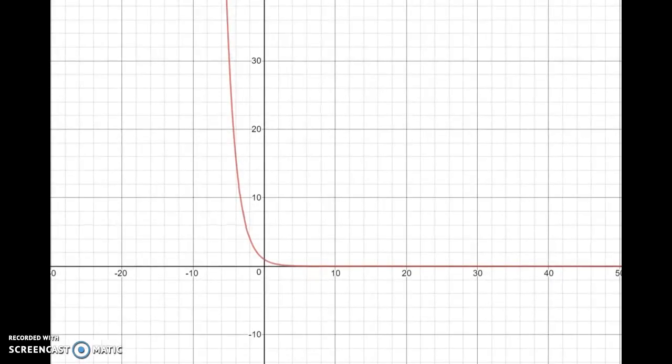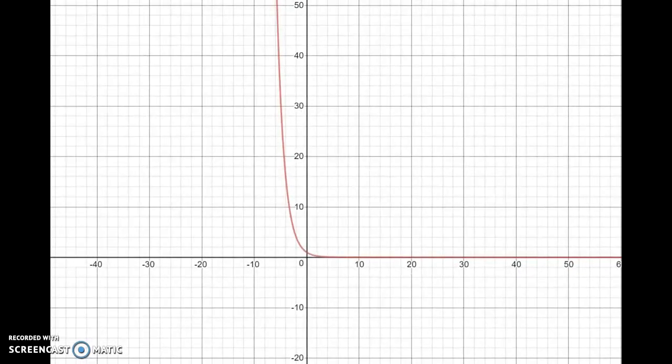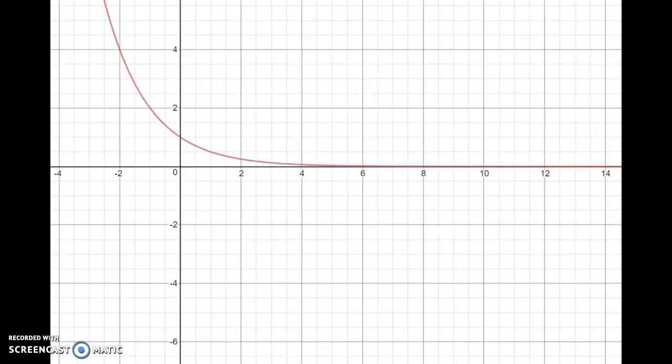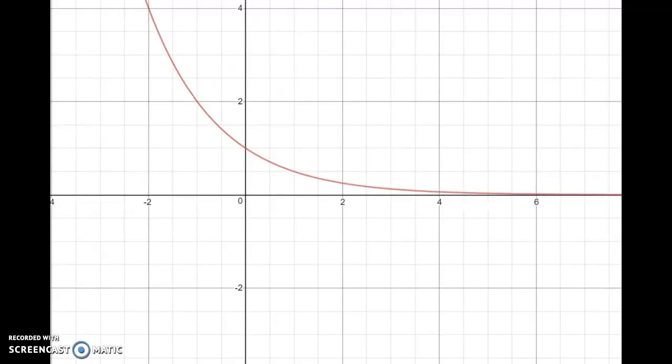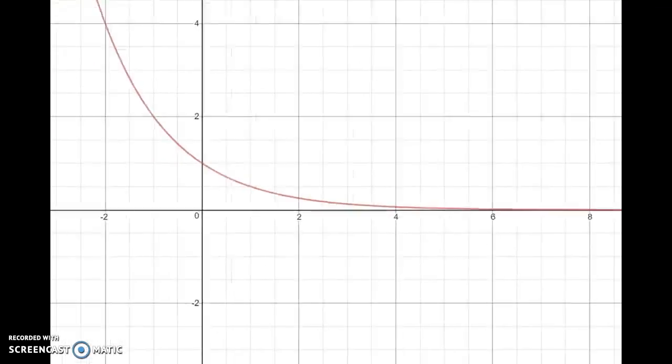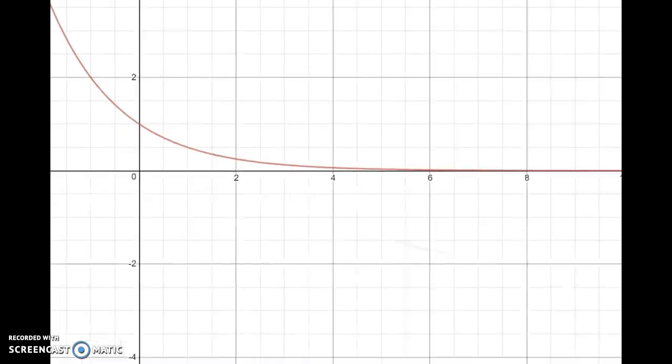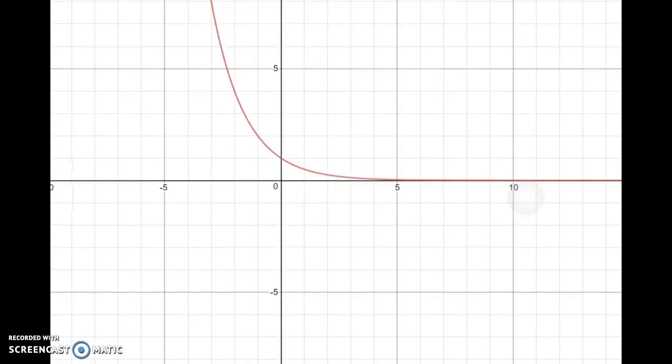If I look at it from far away, you can see that it's dropping quite rapidly, and if I zoom in, let's look at some key points we have. Right here we have the point 0, 1. Right here we have the point 1, 1/2, and it's rapidly decreasing, but if you notice, it never crosses 0.